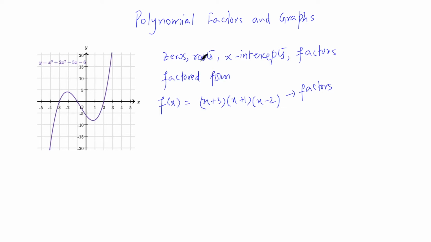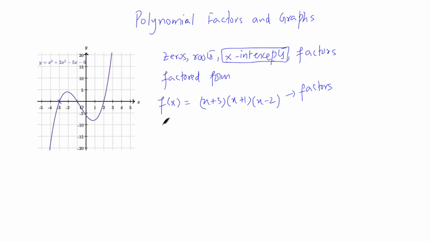And what do I mean by zeros or roots or x-intercepts? This means that at x equals minus 3, or at x equals minus 1, or at x equals 2, the graph is cutting the x-axis. So just remember this term. Zeros or roots or factors basically tell us the solution, or the x-intercepts, of the polynomial function.